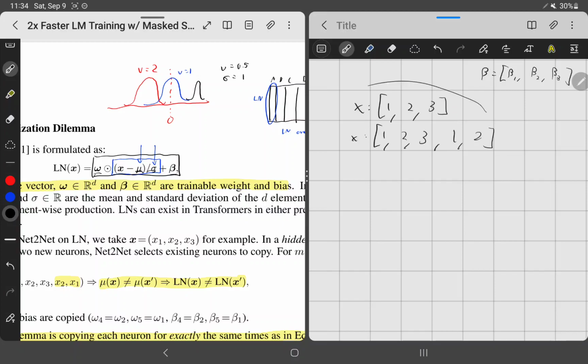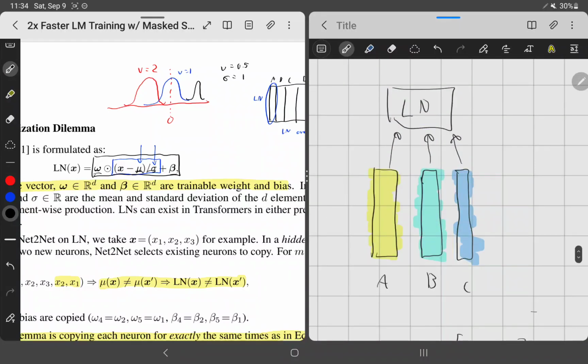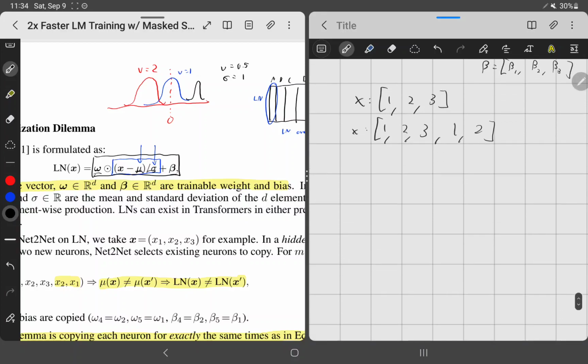And this obviously has a different mean. This mean is obviously different from this mean, meaning that the output of layer norm is not going to keep the same function as if we didn't add the parameters, which is a problem. Now what we could do is we could just double this. So we could just have 1, 2, 3, and then 1, 2, 3, and then we have the same statistics.